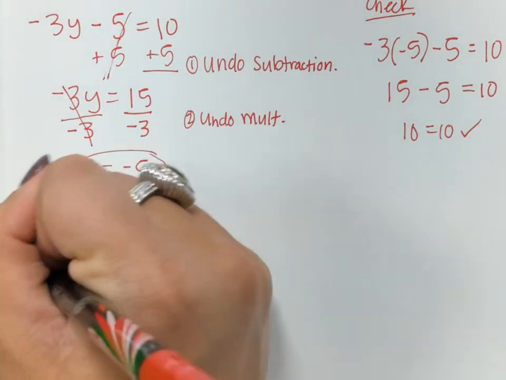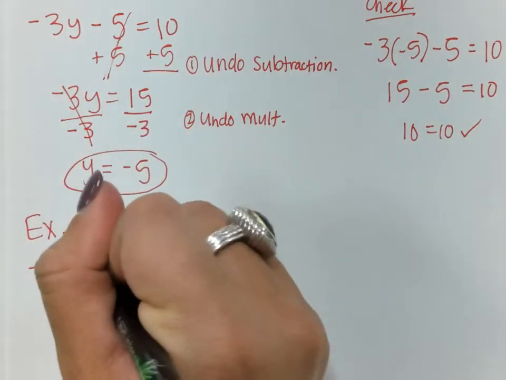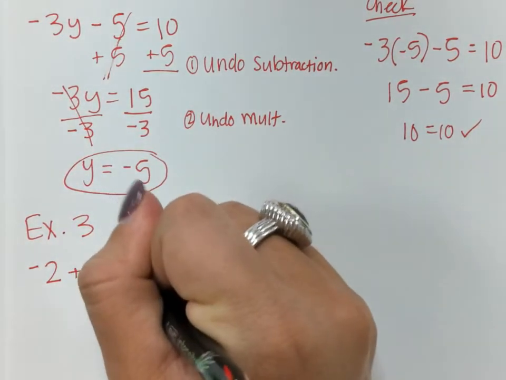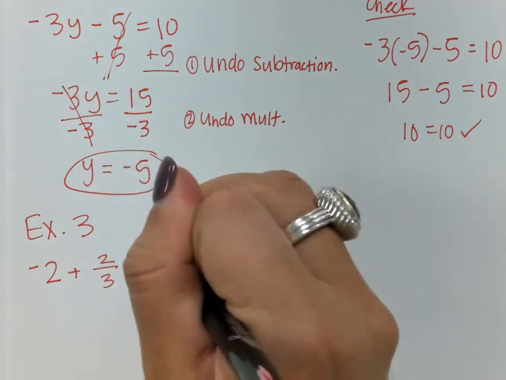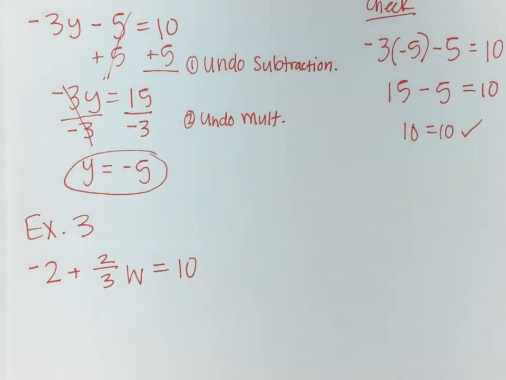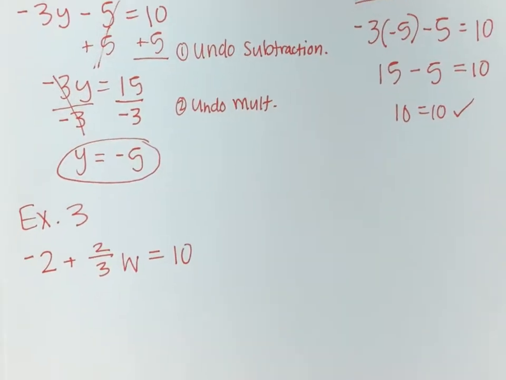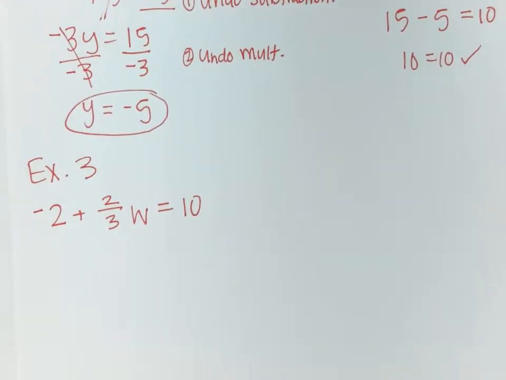I've got negative 2 plus 2/3 w equals 10. Negative 2 plus 2/3 w equals 10. So what is my first step?